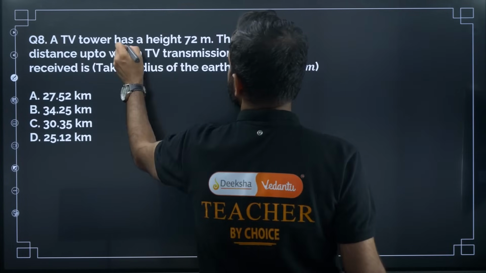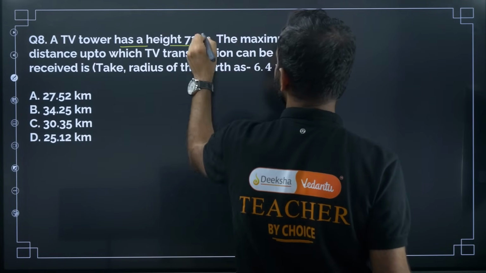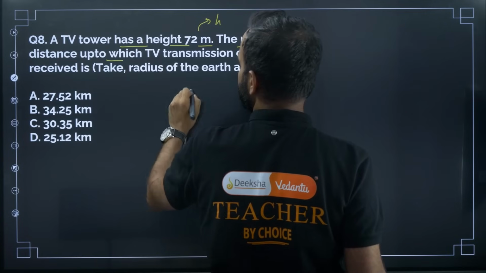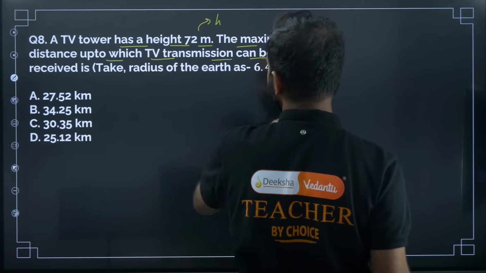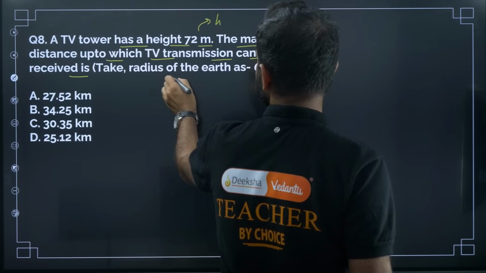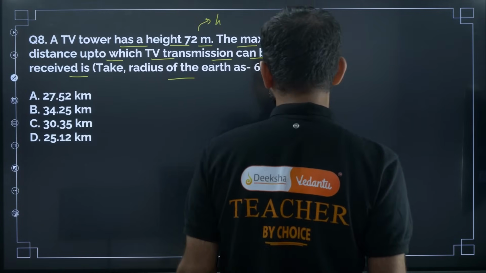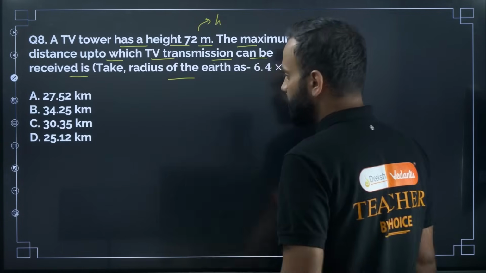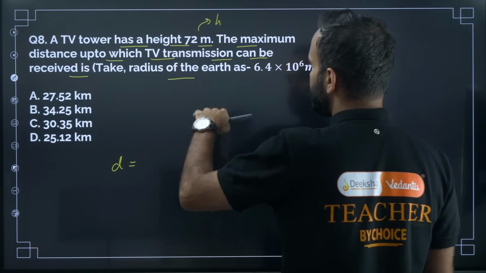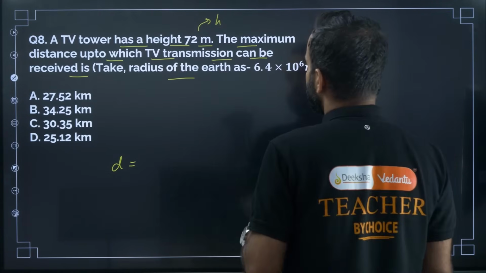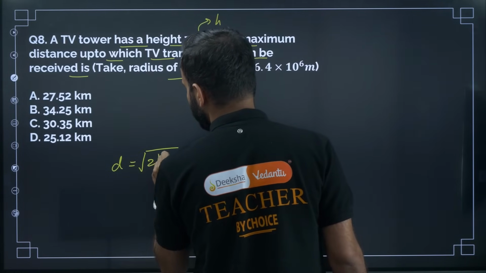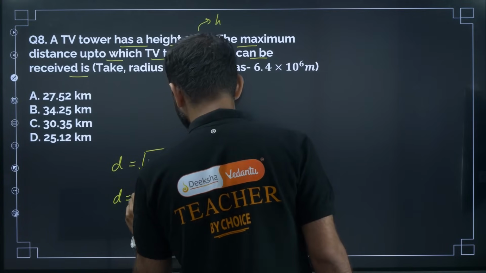A TV tower has a height 72 meter. So h equal to 72 meter. The maximum distance up to which TV transmission can be received is, here the radius of the earth is 6.4 into 10 to the power 6 meter. Okay, so this one is also direct question, right? So we know the formula, the maximum distance up to which TV transmission is d equal to root of 2 h into r.